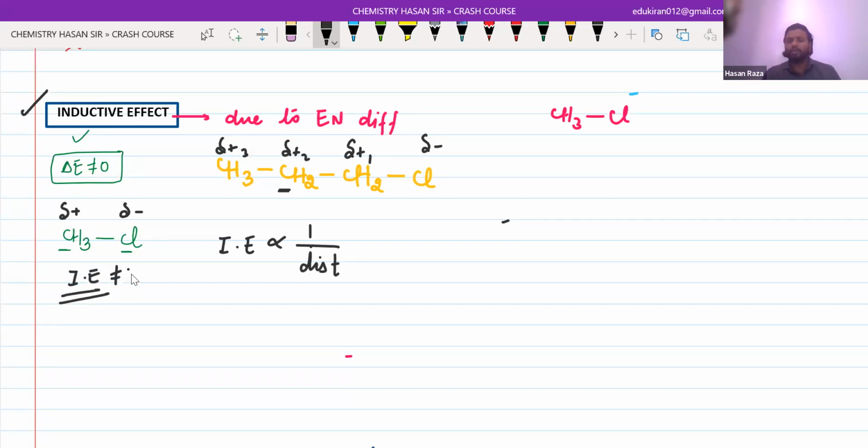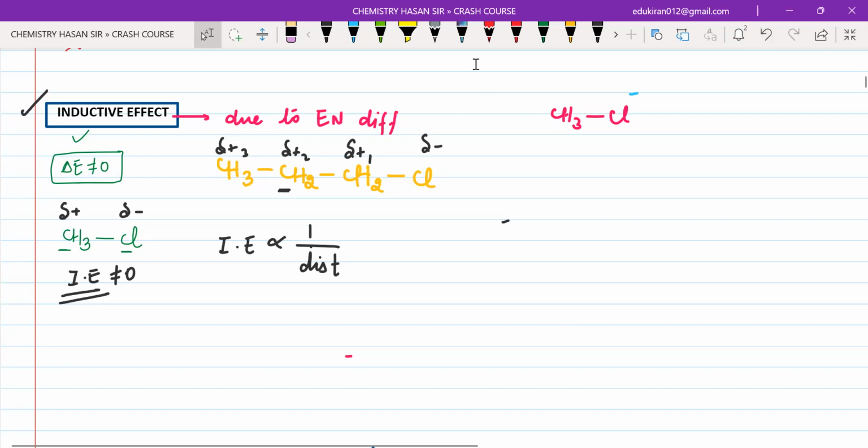The inductive effect here is not equal to zero. So in a compound, wherever the electronegativity difference is not equal to zero, that is called the inductive effect, and it operates through only the sigma bond. Is that clear? Yes. Please do respond. Alan, Hiba, Aksa, Farhad, Hanifa. Yes, sir. And I think Muhammad sir.